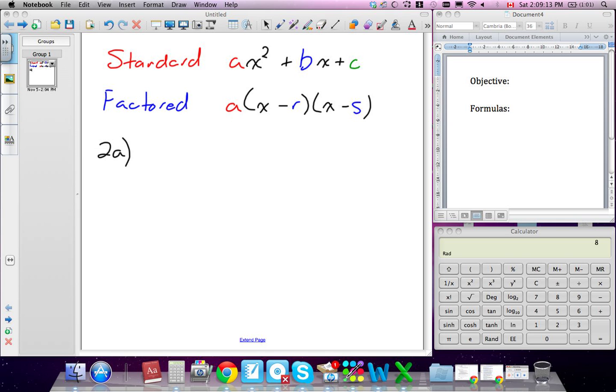Okay, what lesson is this? 3.2? So this is lesson 3.2, page 139.